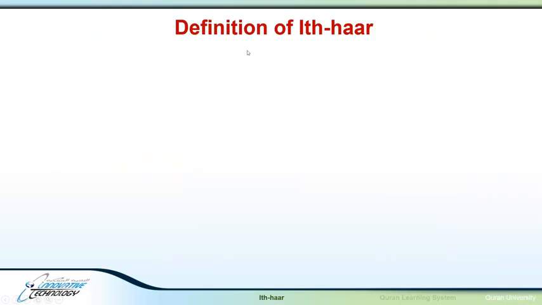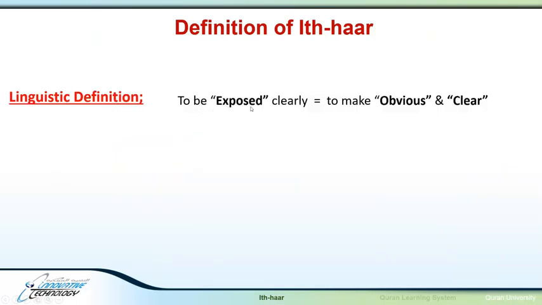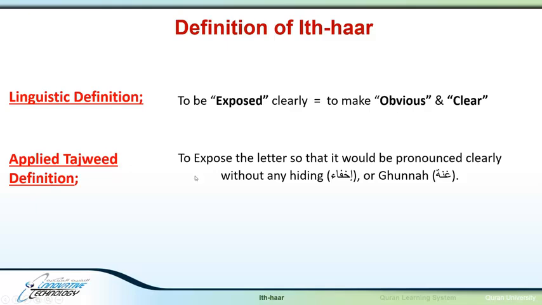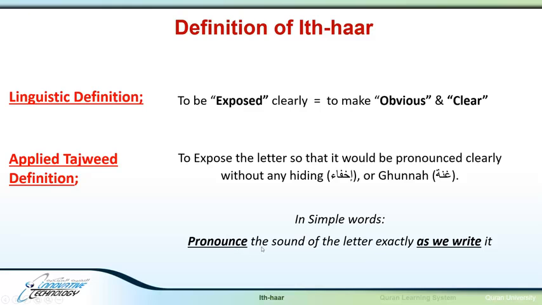The definition of exposure, Ith'haar. Linguistically, Ith'haar means to be exposed clearly, to make obvious and clear. In the science of Tajweed, Ith'haar means to expose the letter so that it would be pronounced clearly without any hiding, without ikhfa or ghunnah, meaning nasalization. In simple words, Ith'haar means pronouncing the sound of the letter exactly as we write it.